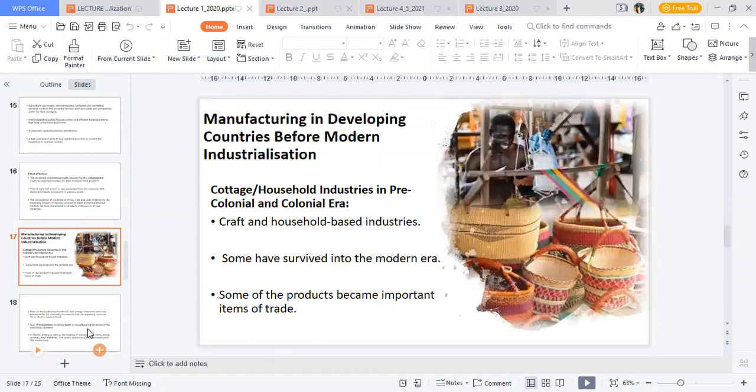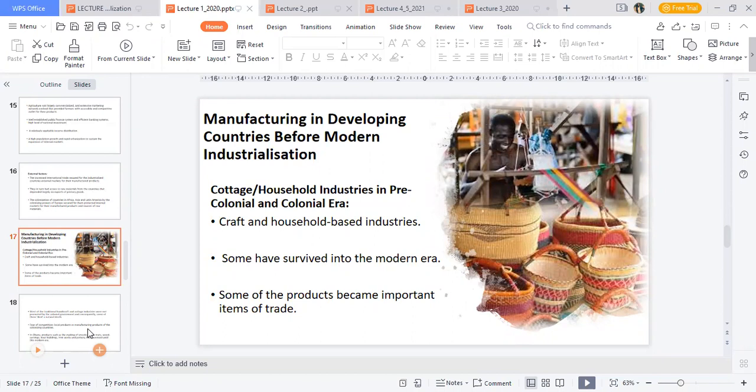Let me come to this part where our focus is this semester: manufacturing in developing countries before modern industrialization. They'll ask you to give a brief account of the industrial revolution even in Africa, or even in Ghana. Ghana is not different from any African country. If they say Africa or Ghana, the same points can be raised and account for some of the challenges it has faced over the years.